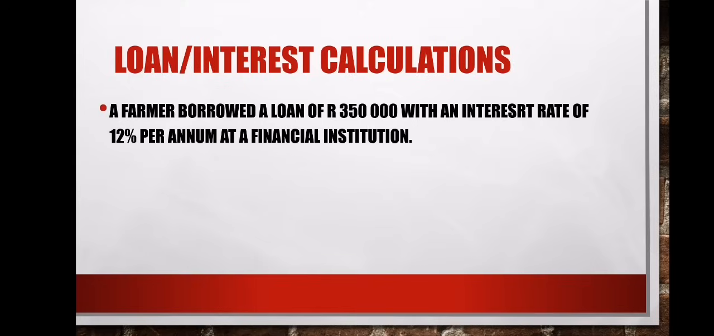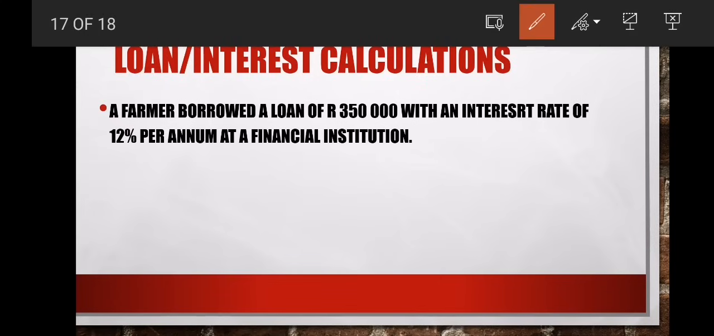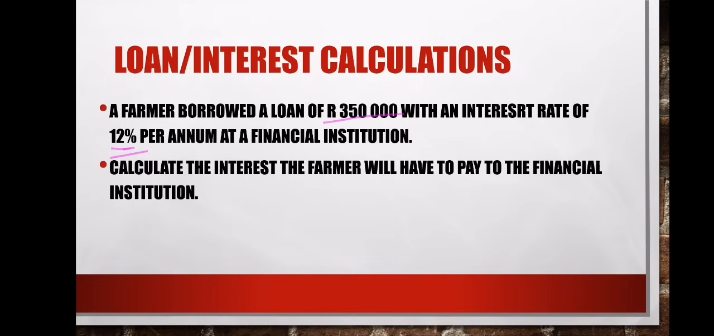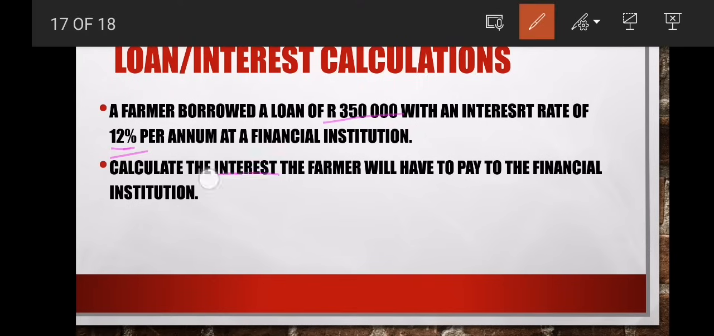Let's say they give you this statement. They say a farmer borrowed a loan of 350,000 with an interest rate of 12% per annum at a financial institution. He has decided to borrow 350,000. What is the interest rate? The interest rate is 12%. The question now comes, and the question says, calculate what? The interest the farmer will have to pay to the financial institution.